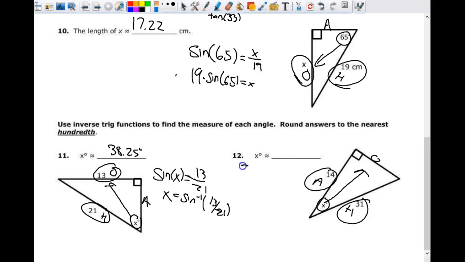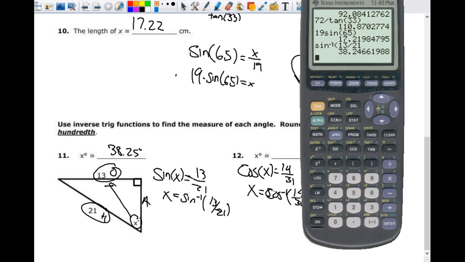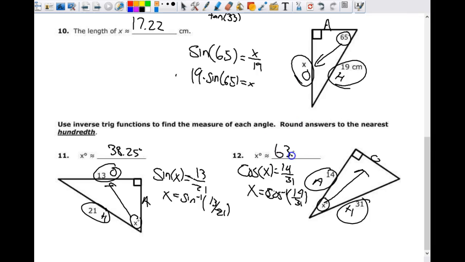We have cosine of x is equal to 14 over 31. Take the inverse function. x is equal to inverse cosine of 14 over 31, which is 63.15. These should both be degrees. Okay.